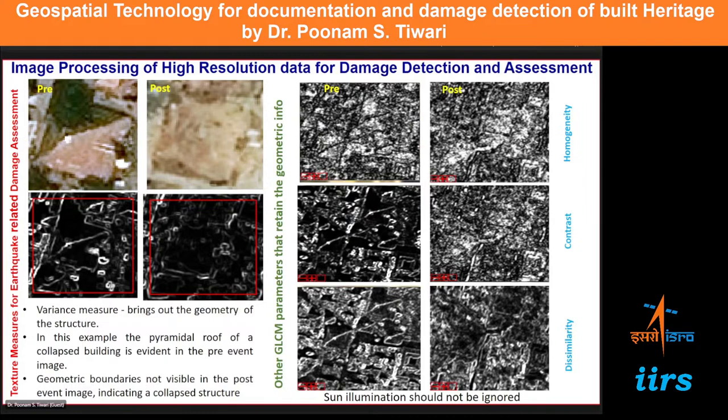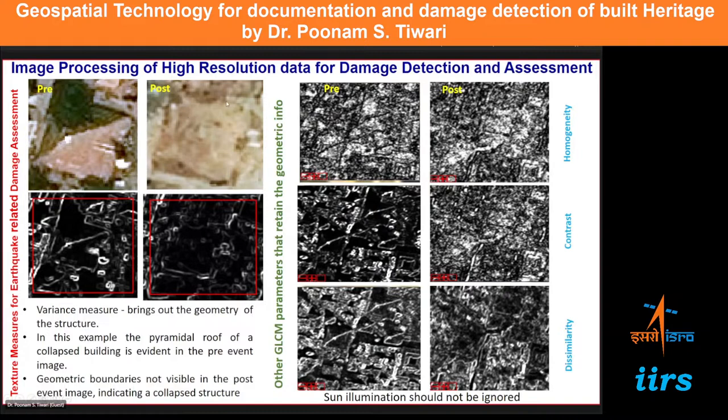There are various methods using textures. GLCM textures are there. We can calculate the texture of the pre-event image and the post-event image. You can see this is the pre-event image and this is the post-event image. In the pre-event image, the building is standing, and you can see this edge in the building, because this roof is a hut-like roof. You are getting it in the texture also.